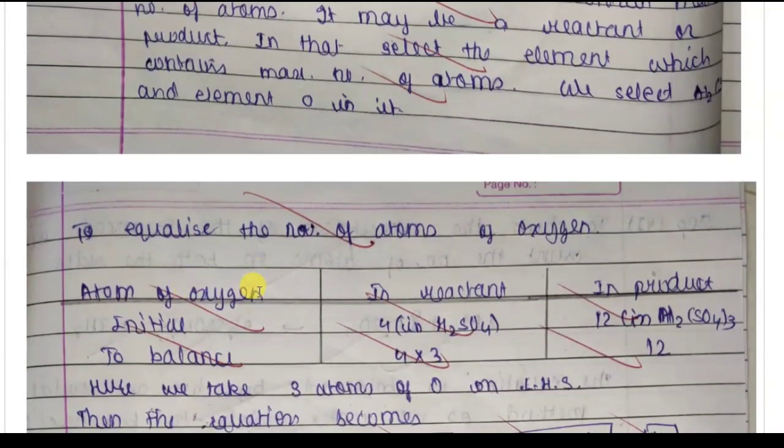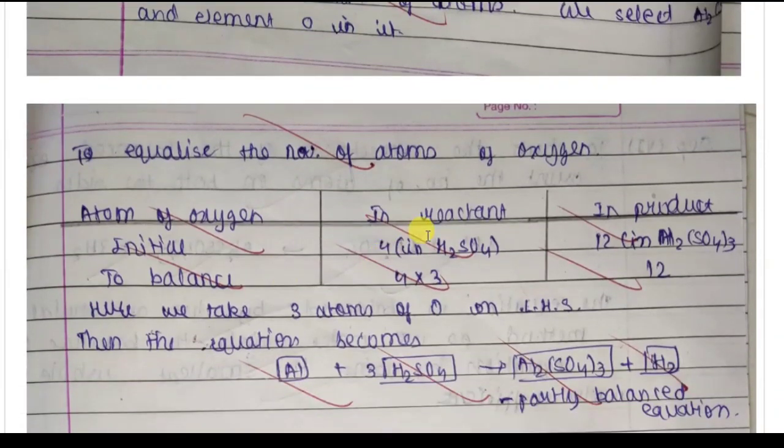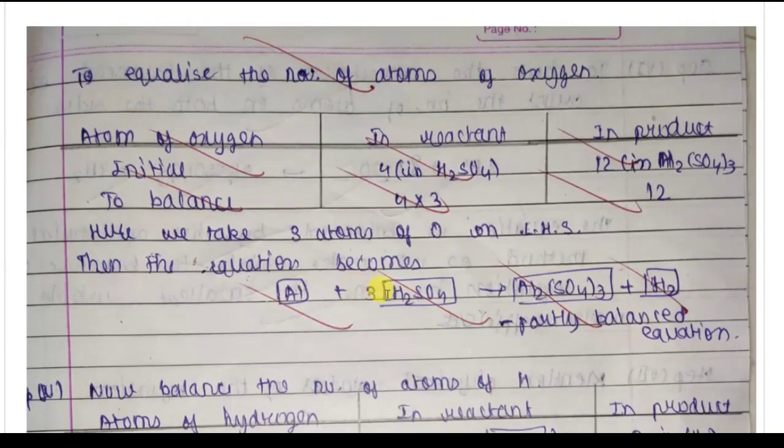So to equalize the number of atoms of oxygen, the number of oxygen atoms to balance in reactants is 4 in H2SO4, and in the product it is 12. So you have to write 12 here and 4 here, so you have to multiply with 3. 4 into 3 gives 12. So you have to multiply the LHS with 3. This equation will be written here with 3, and this is the partially balanced equation.